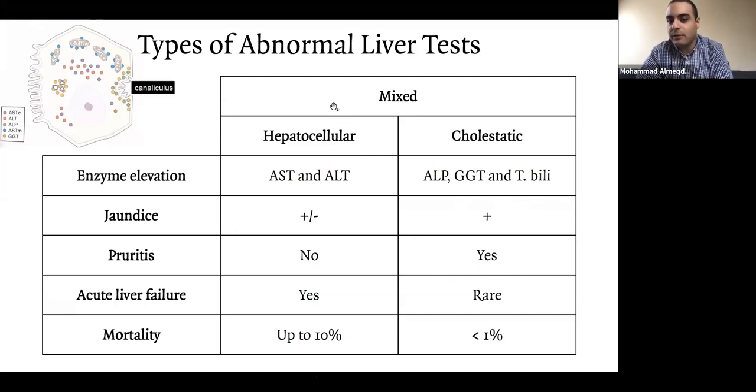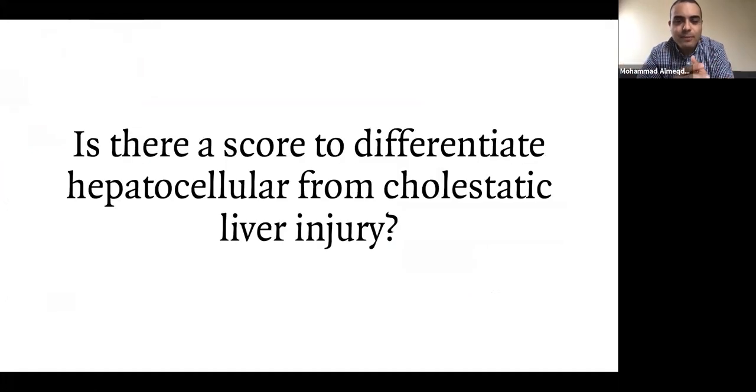And then you have a mixed pattern. It can start this way and become the other, or can be hepatocellular and cause jaundice. Then it becomes confusing. So if you see somebody and you're like, I don't know, the ALT, AST are elevated, but also the ALK phos and T-bili are elevated, I don't know if this is mixed. I don't know what this is, right? Is there a score? Is there a thing that can guide you?